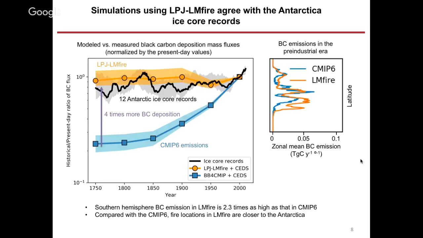When we implement the LPJ LM-Fire emission inventory into the GEOS-Chem, we can see that we can pretty well capture the trend observed in the ice core. Basically, if we compare the 2 emission inventories in the southern hemisphere, the LPJ is about twice as the CMIP, but also the locations of the fire are moving closer to the Antarctica.